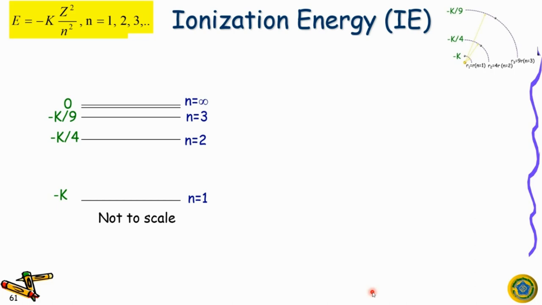So for ionization energy, we follow this equation. And you need to know that the energy is proportional to the atomic number to the power 2, and is inversely proportional to the integer number to the power 2. Okay, so what does ionization energy mean? Ionization energy means that this electron will be far away from the atom, and we want to know the energy required to ionize this atom. So this is called ionization energy, IE for short. It means the energy at infinity minus the energy at the ground state. So this is called the ionization energy for hydrogen.